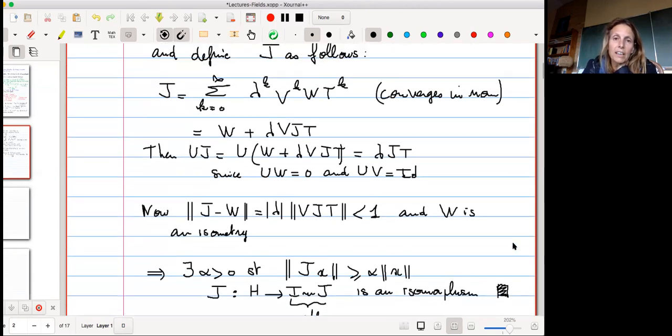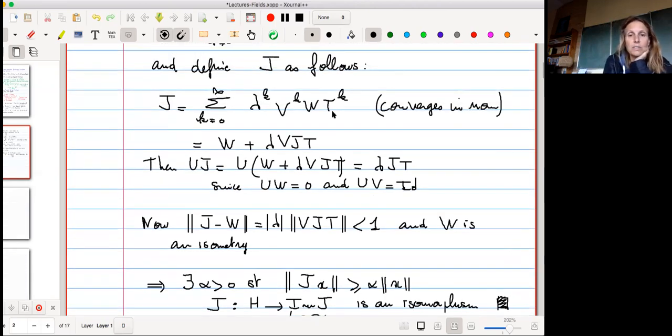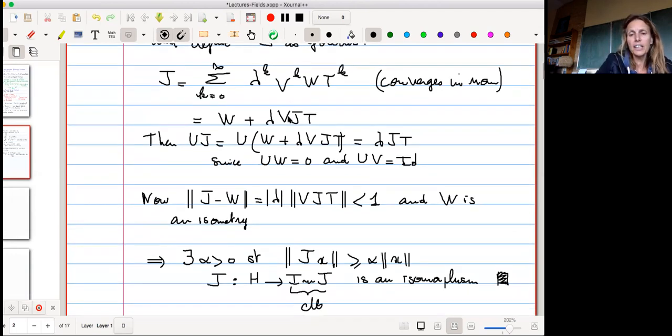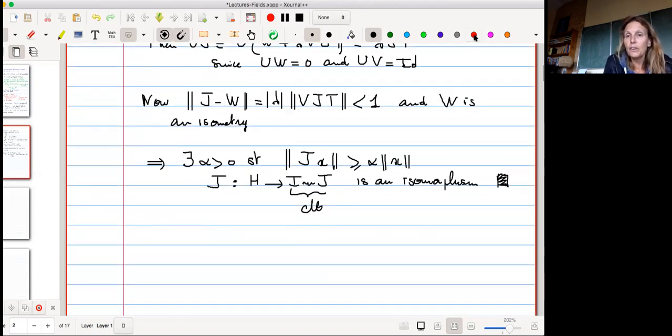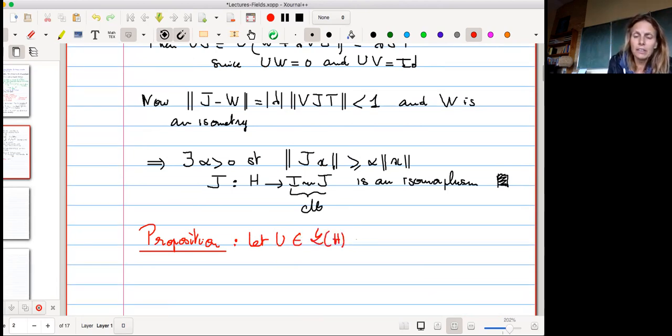We have a trick, which is very nice, which consists in considering this series. Okay, so why is it interesting? From this, we get the following proposition. Let U in L of H be a universal operator.